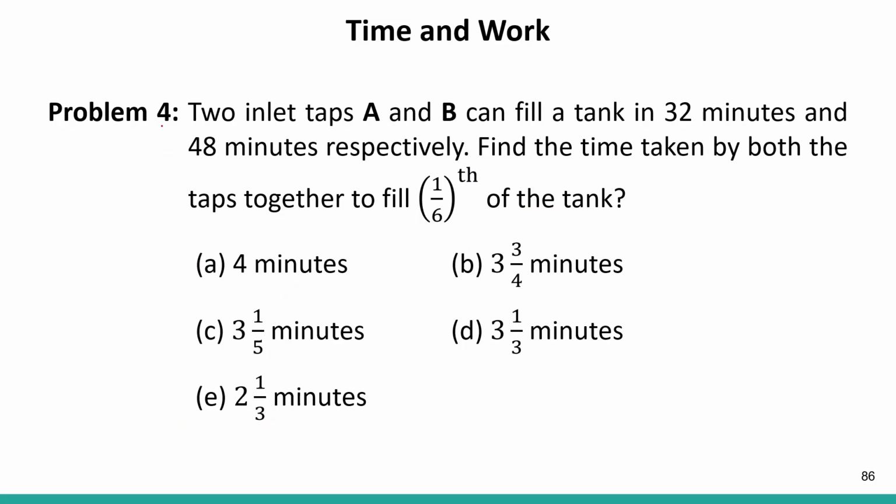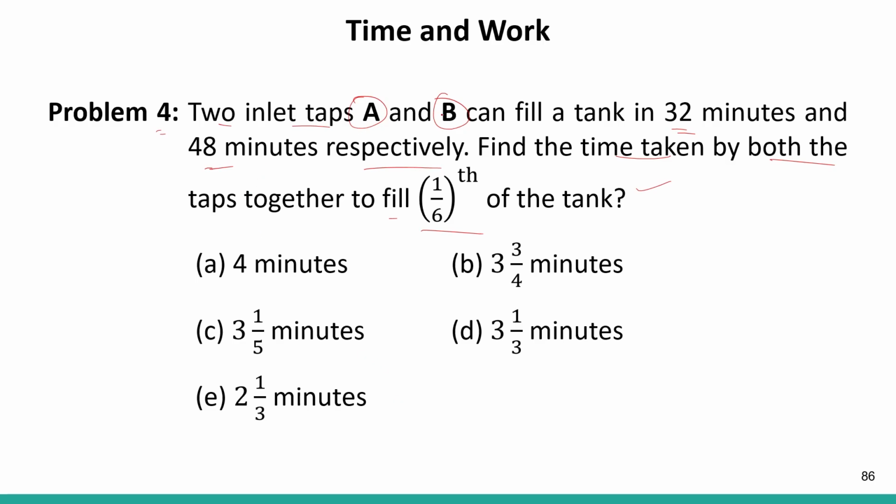Let's go forward with problem number 4. Two inlet taps A and B can fill a tank in 32 minutes and 48 minutes respectively. Find the time taken by both the taps together to fill 1/6 of the tank. Is it 4 minutes, 3 whole and 3 by 4, 3 whole and 1 by 5, 3 whole and 1 by 3, or 2 whole 1 by 3? Let's see which among these 5 is actually the correct one.